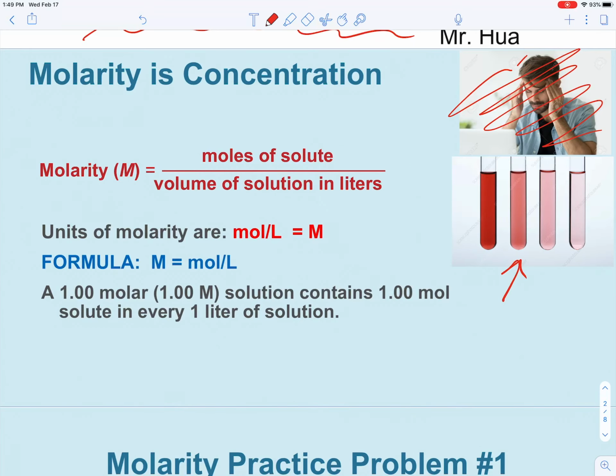concentrated. So molarity is the amount of moles of solute per volume of solution in liters, or simply moles over liters. The units for molarity are moles over liters, or capital M. So we say a 1.00 molar solution, or 1 M solution, contains 1 mole of solute in every 1 liter of solution. Okay, so we use the capital M for the units for molarity.